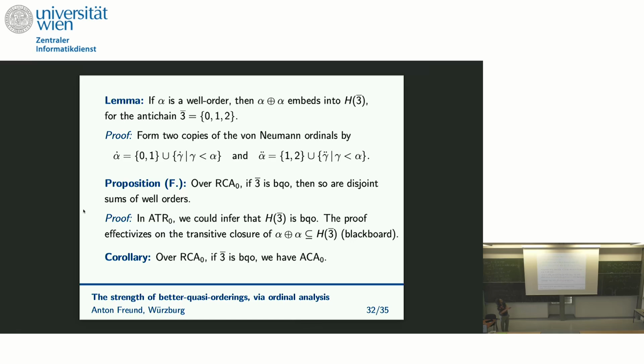If the 3-element antichain is a better quasi-order, then so are disjoint sums of well orders. But the catch is, in the first part we saw that forming these hereditarily countable sets in general requires ATR0. I can't do that over my base theory. And these von Neumann ordinals are indeed infinite, so it's not enough to check just the finite. I really need this infinite structure, and then I need ATR0. So how can I get around that? Let me maybe clean the blackboard again.